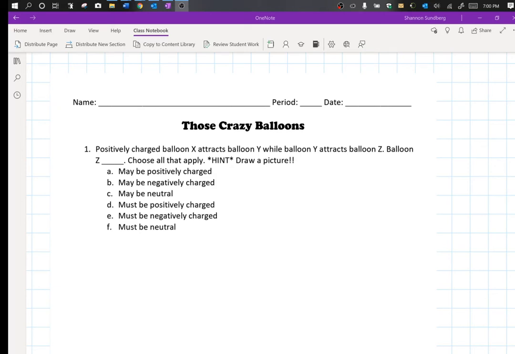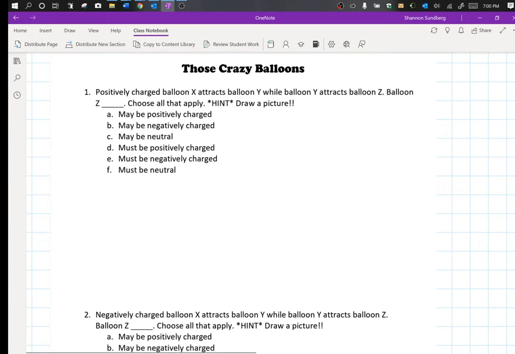Alright guys, we're going to try talking about some balloons and how they are attracted to each other. So inside your OneNote I have a document called Those Crazy Balloons. It says, for number 1, positively charged balloon X attracts balloon Y, while balloon Y attracts balloon Z. The thing you've got to do here is draw a picture, otherwise this will make zero sense.